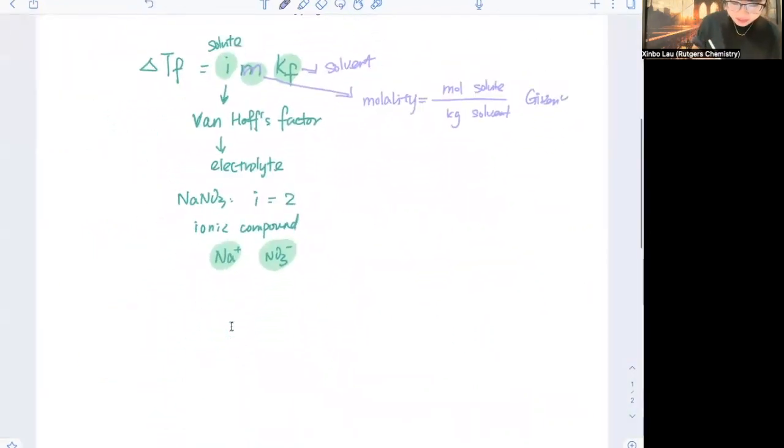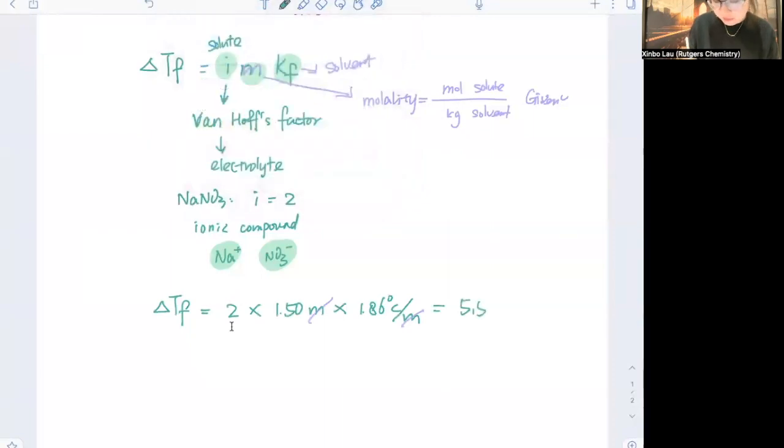Let's plug it all in. The change in freezing point for the solution equals i, which is 2 for this particular question, because we need to look at what kind of solute we have, times 1.50 molality, times Kf, given as 1.86 degrees C per molality. Always keep units along so we can cancel them out. Do the calculation, and this number comes out as 5.58 degrees C. Remember, this is the change.